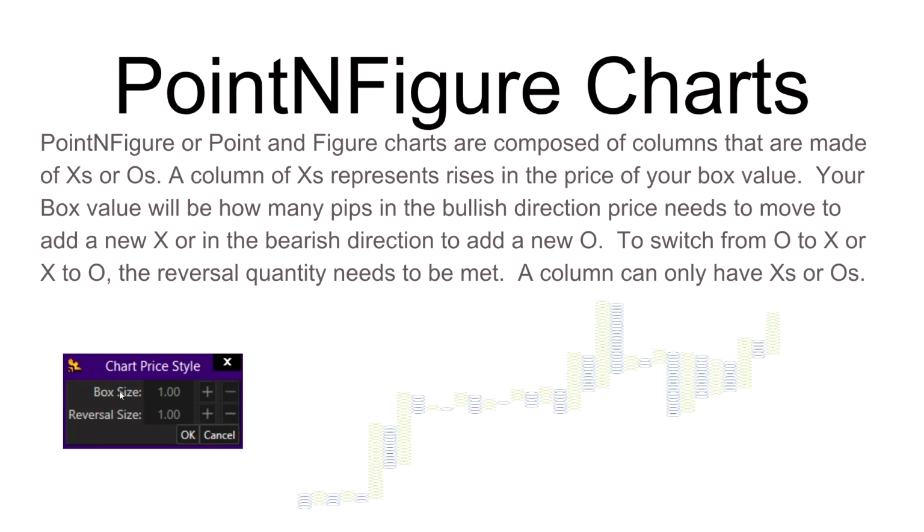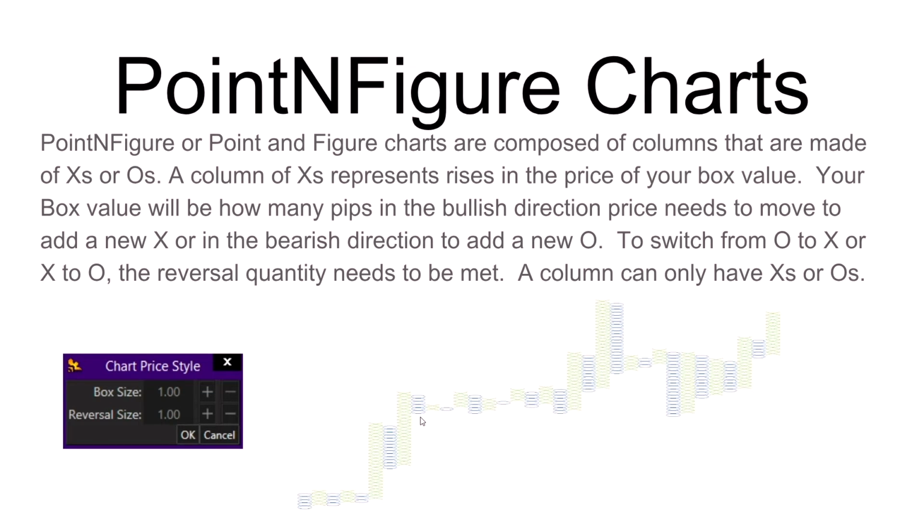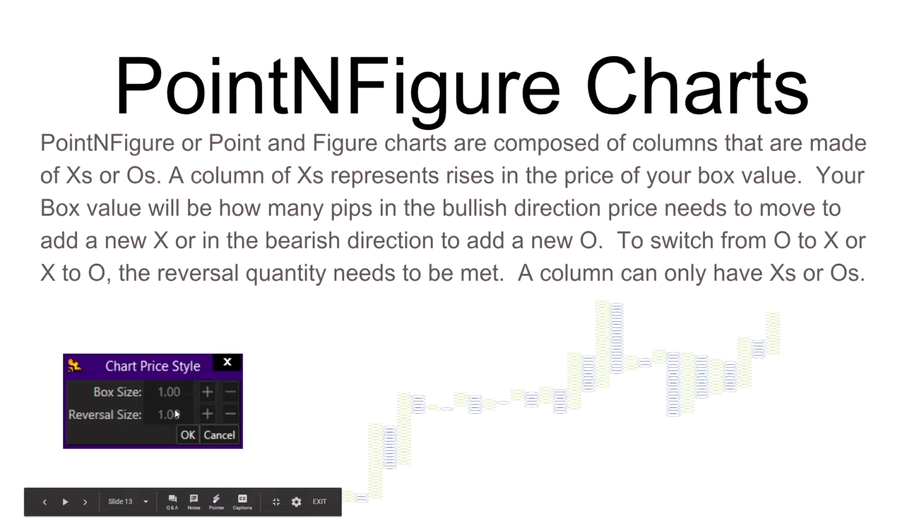So what it'll ask us is box size and reversal size. What we'll put in here is the box size, which is how many pips we want it to move in any direction to place a new box, which is either one of these X's or one of these O's. The next thing we'll see on this menu is reversal size. The reversal size is how many pips in the opposite direction the price needs to go before it starts a new column. In this case, they're both set to 1.